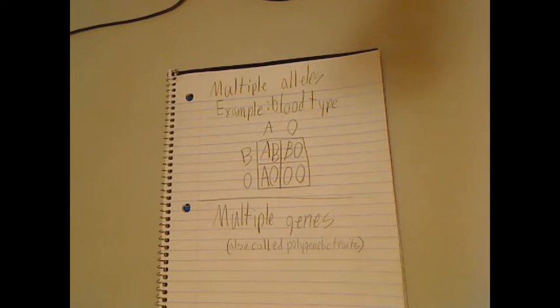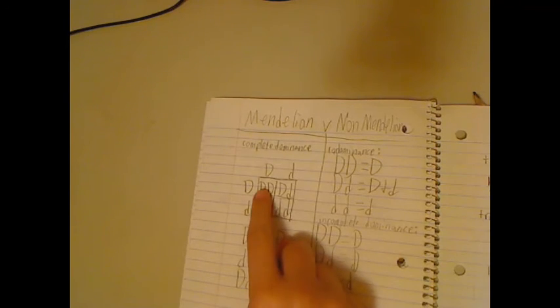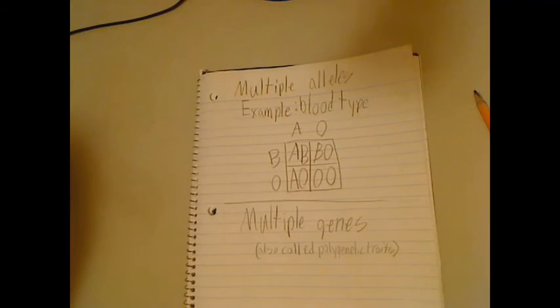Now, so far we have only covered where we only have one trait. So, for instance, in this case, we had one trait being shown. There are 2 possible outcomes: big D or little d per gene. But sometimes you have more than 2 possibilities.